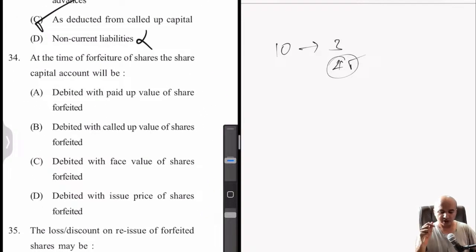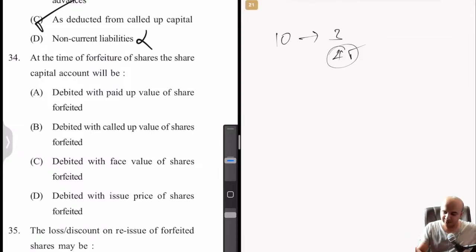Next, question number 34. At the time of forfeiture of shares, the share capital account will be debited with the paid up. See, here there is one thing which you have to notice. Everything starts with the word debited, so that can also be slightly confusing to the student, but it's not a very difficult question, by the way. At the time of forfeiture of shares, the share capital account will be debited with the paid up value of shares forfeited, debited with the called up value of the shares forfeited, debited with the face value of the shares forfeited, debited with the issue price of the shares forfeited.